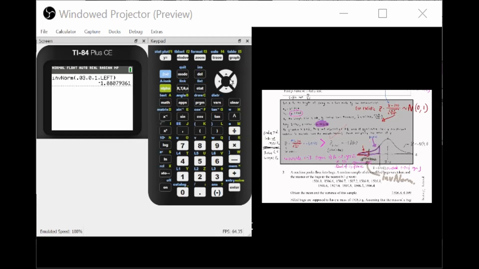Critical region is this orange arrow here. Z less than or equal to negative 1.8807. Yes.